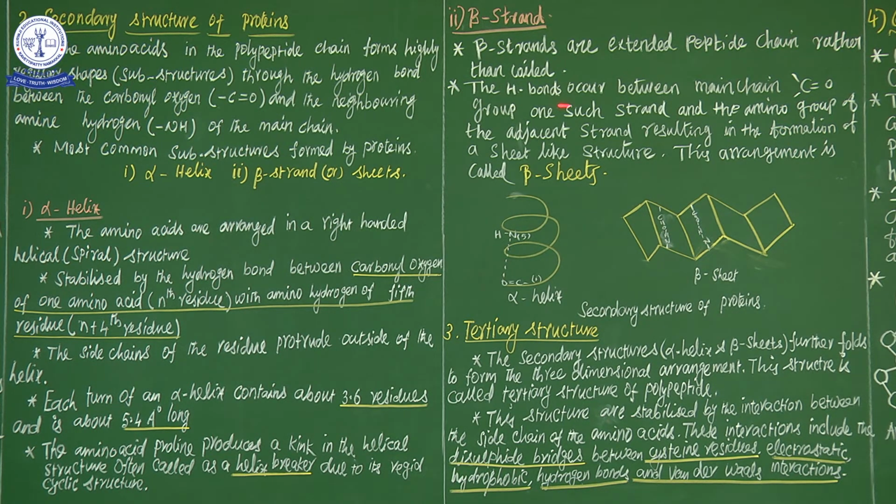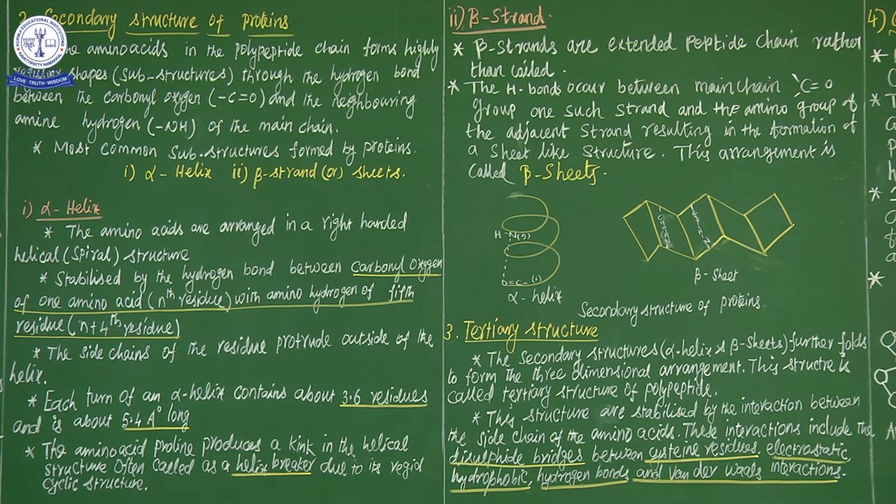So beta strands are extended peptide chains rather than coils. The beta strand is an extended peptide chain rather than coiled. Coiled is like an alpha helix. So compared to the alpha helix, the length of the beta strands will be long. So the beta strands are extended peptide chains rather than coiled.